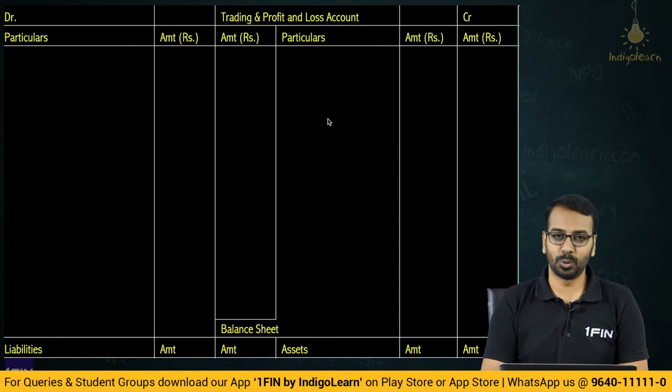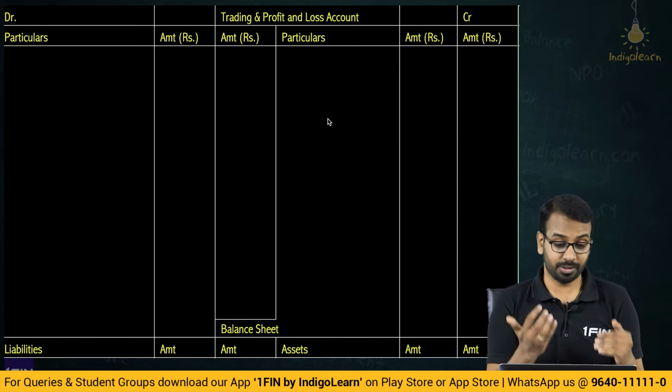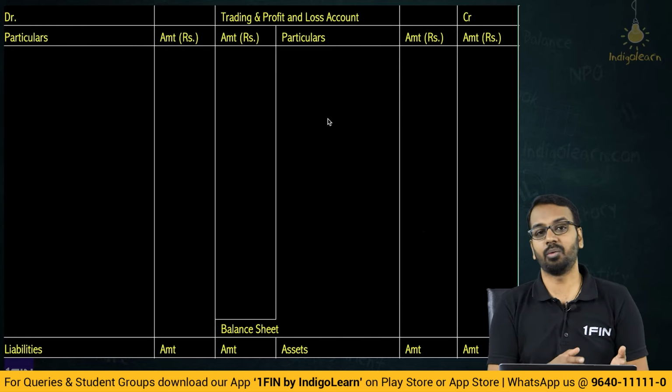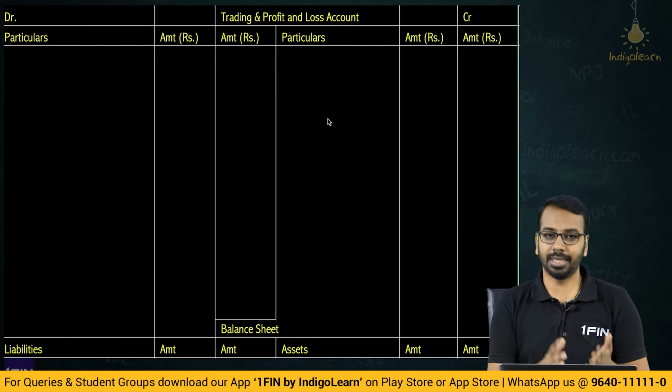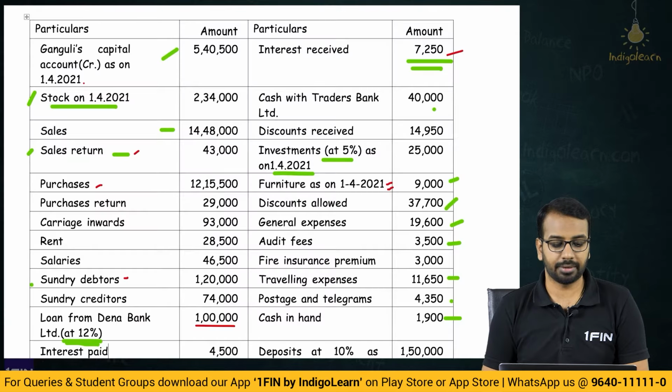Now let's have a look at the solution. Again, leave a page full for trading P&L, in fact maybe 1.5 page because this question is slightly longer, then one full page for balance sheet, and then after that we'll do the working notes. Okay, so again, trading and profit and loss account, balance sheet.